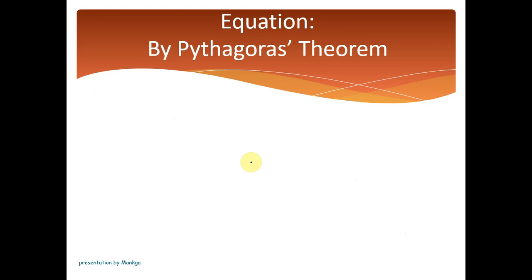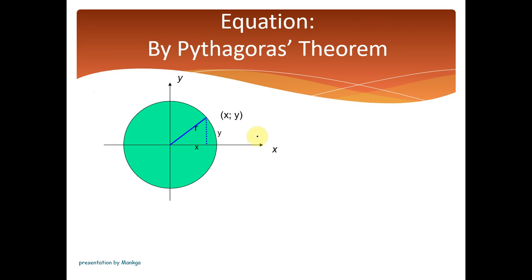By Pythagoras, in this case, we'll be looking at a circle. With a circle, we have the radius, x and y. They form a coordinate at this point. This will be the point x and y. So on this point x and y, what is important? We have the center of the circle. We call it the origin.